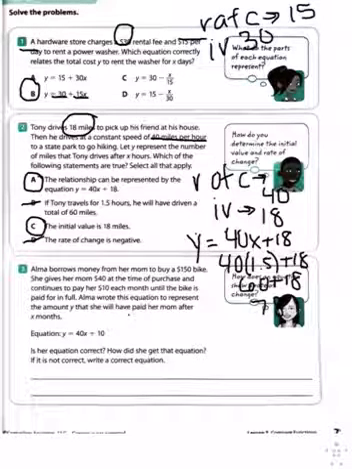Our answers are A and C. Problem number 3. Alma borrows money from her mom to buy a $150 bike. She gives her mom $40 at the time of purchase and continues to pay her $10 each month until the bike is paid for in full. Alma wrote this equation to represent the amount Y that she will have paid her mom after X months. Y equals 40x plus 10. Is her equation correct? How did she get that equation? If it is not correct, write a correct equation.